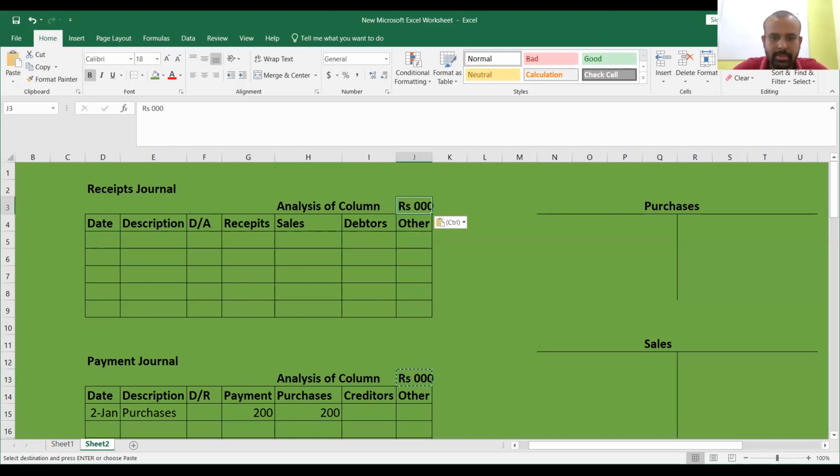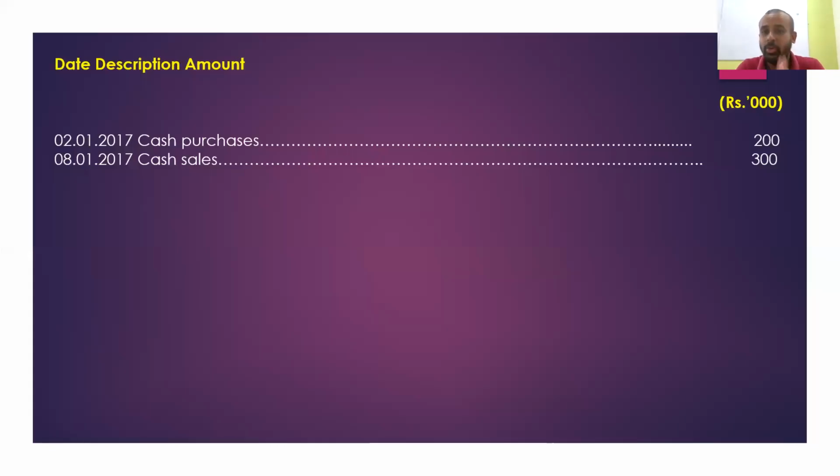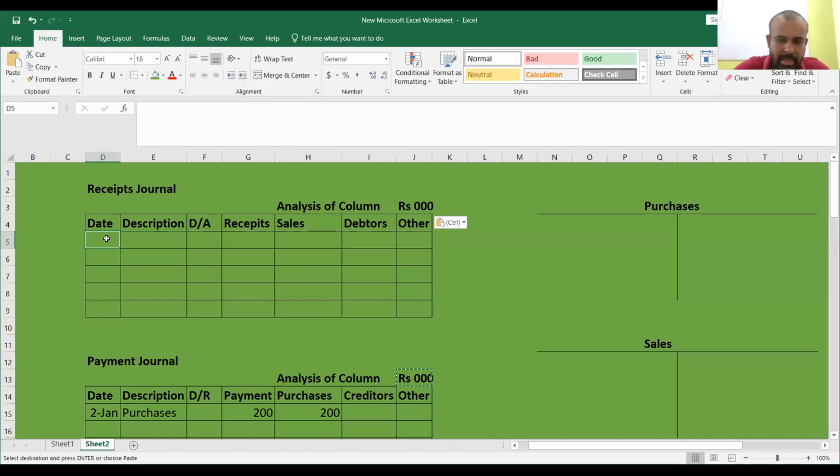What is next? Cash sales. When you do the cash sales, it will be recorded in the receipts journal. It's 300. 8th of January, sales. It's 300. Recording the sales journal rupees 300.